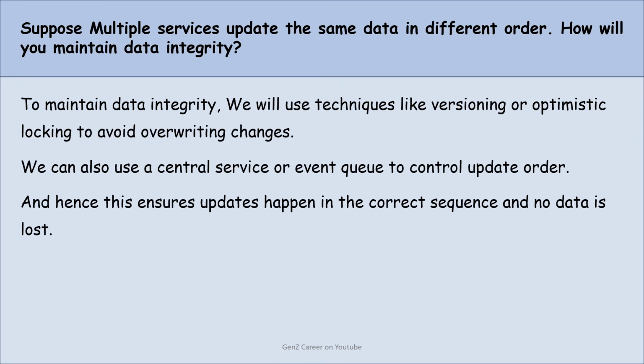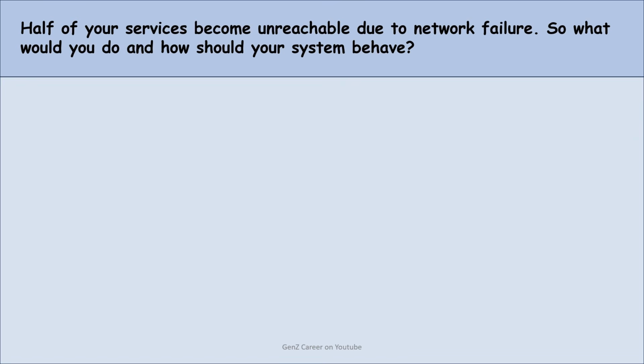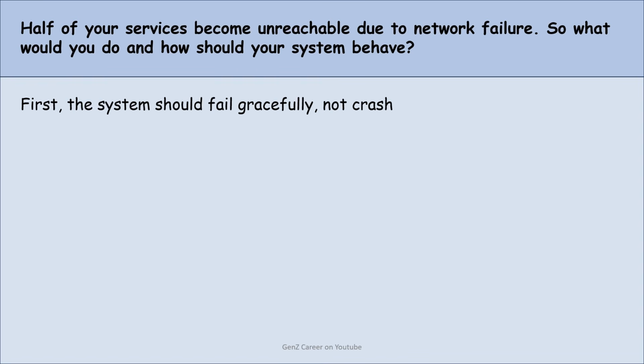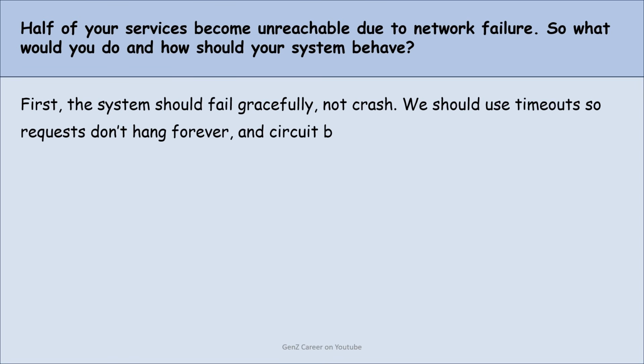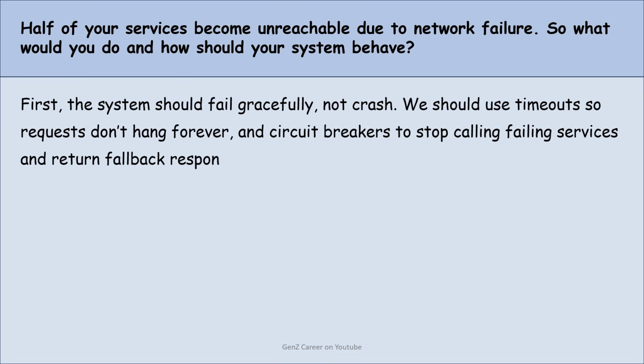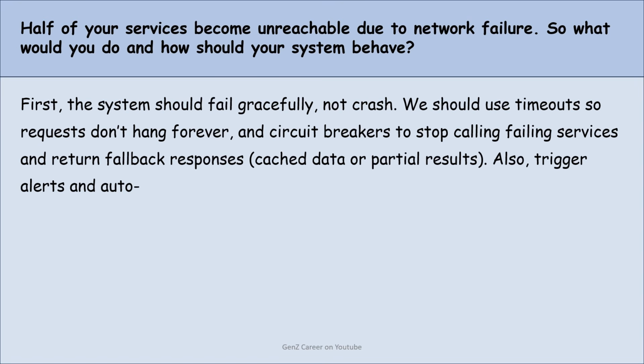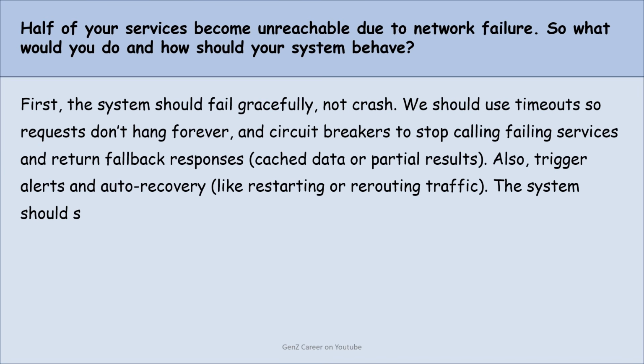Okay. Next question is, half of your services become unreachable due to network failure. So what would you do and how should your system behave? So guys, first the system should gracefully not crash. We should use timeouts so requests don't hang forever, and circuit breakers to stop calling failing services and return fallback responses like cache data or partial results. Also trigger alerts and auto recovery like restarting or rerouting traffic. So the system should stay available for working parts even if some features are temporarily limited. Are you getting my point?